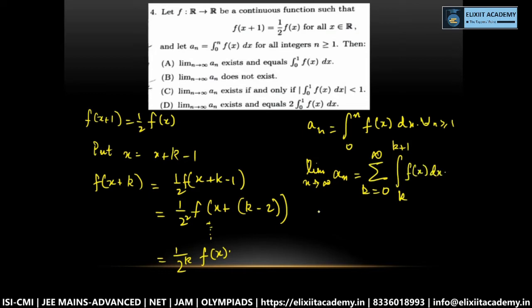So we use a substitution to simplify this integral. We are going to put x equals z plus k. Then dx is dz. And if we change the range, when x was k, z now will be 0. When x was k plus 1, z now will be 1. So this is now summation k equals 0 to infinity.